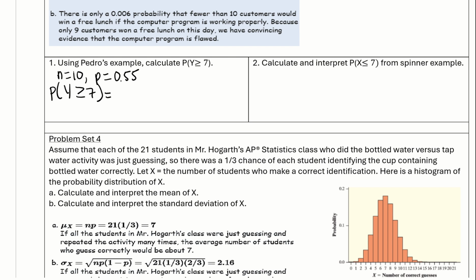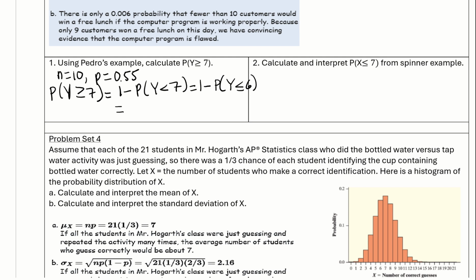All right, so we're going to do 1 minus. The opposite of greater than or equal to 7 is less than 7, right? So we're going to do 1 minus the probability that Y is less than 7. Remember, the binomial CDF can only be used for less than or equal to. So it's going to be Y less than or equal to 6.